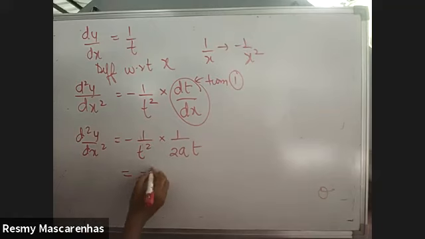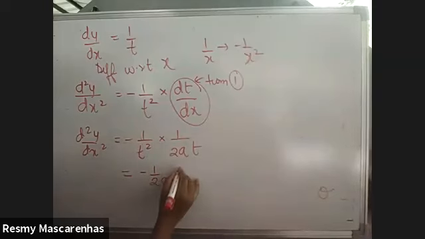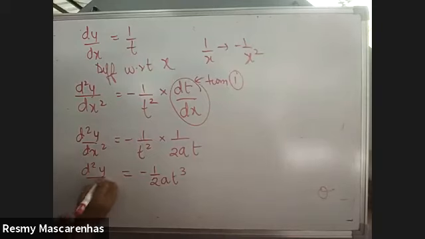So that will be t cube, no? So this will be your answer: minus 1 upon 2a t cube.